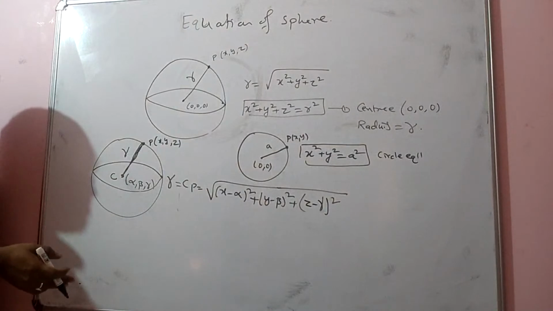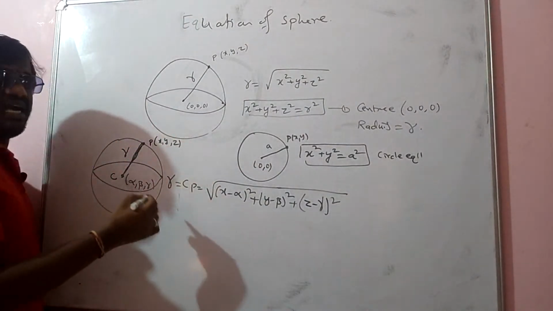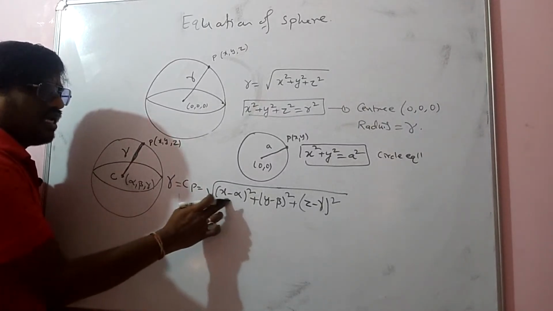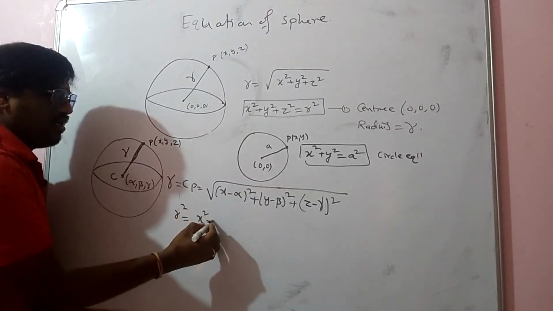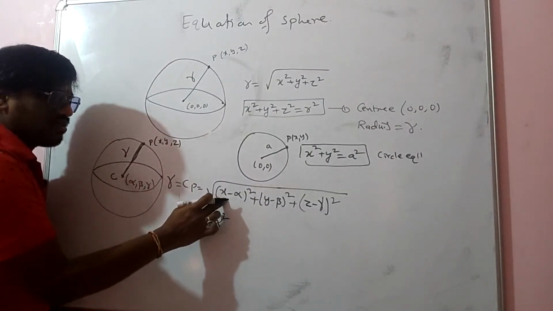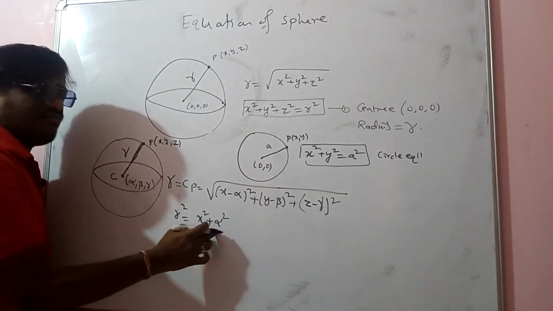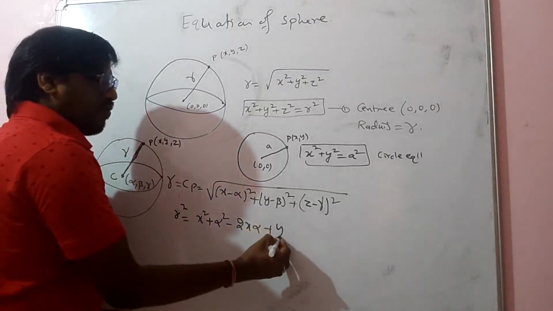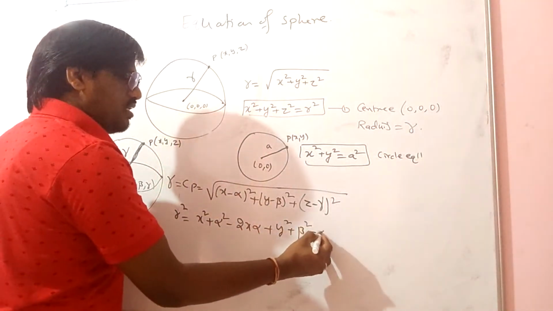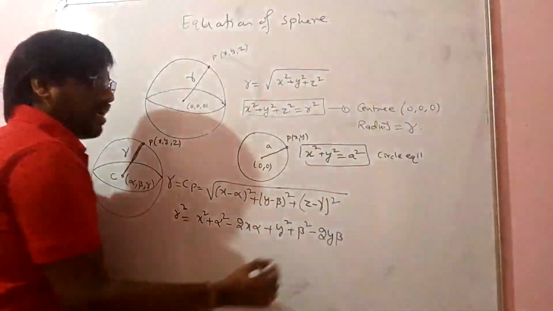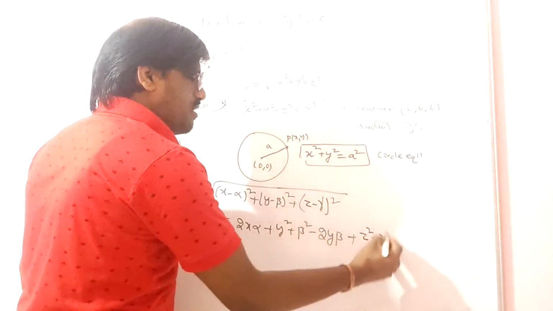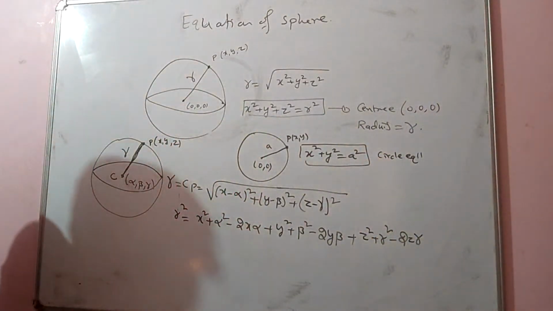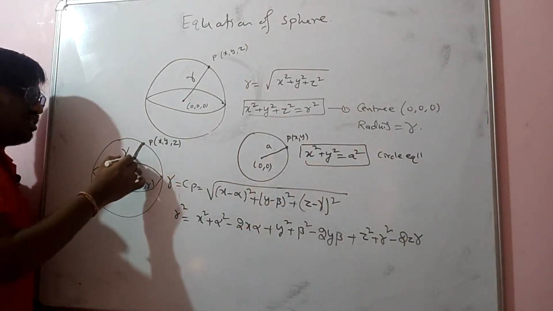So squaring on both sides, if I add this one, what am I going to get here? r square is equal to, here you get x square, using the (a minus b) whole square formula, x square plus alpha square minus 2x alpha, plus y square plus beta square minus 2y beta, and here I am going to get z square plus gamma square minus 2z gamma. This is what I am going to get.